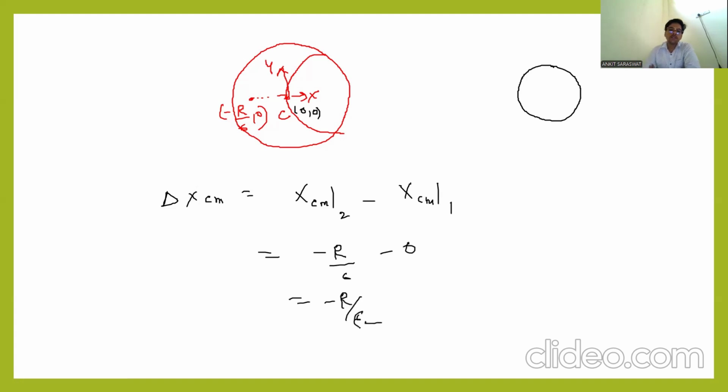Do you understand the shift in center of mass? This is the shift in center of mass, delta x cm, which I have told. So by cutting a small disk of radius R by 2, how much shift? Minus R by 6.